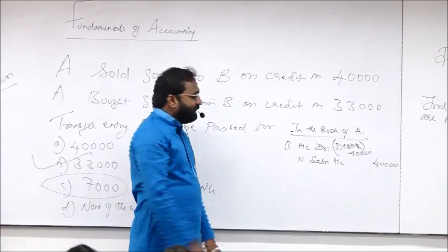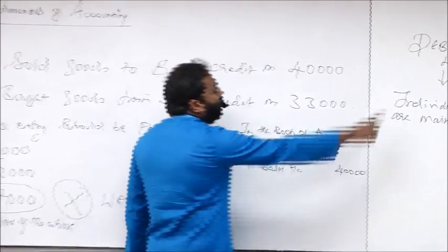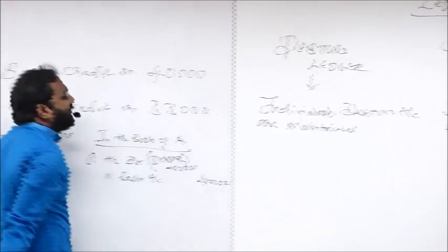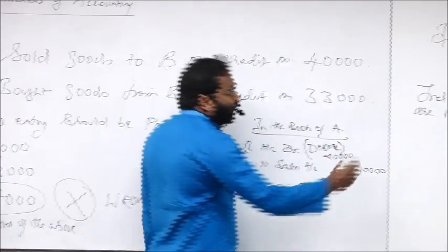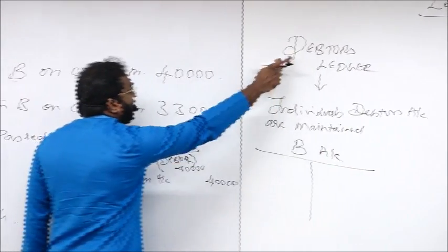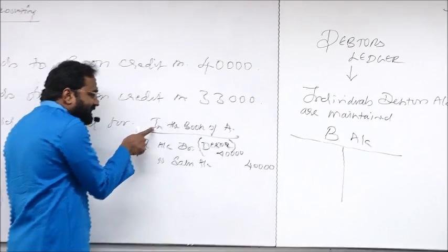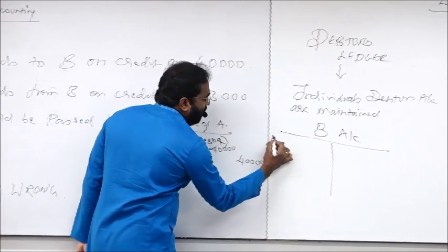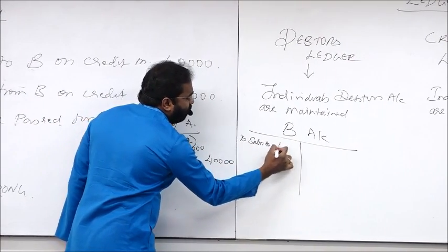Yes or no? Now this B account will be opened in debtors ledger or creditors ledger or general ledger? Beautiful. In the books of A, B ledger account will be opened in debtors ledger because in this transaction B is a debtor to sales account 40,000.